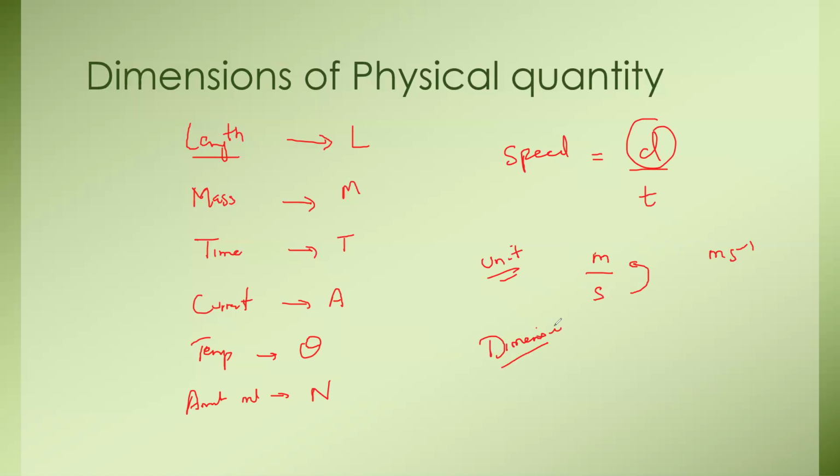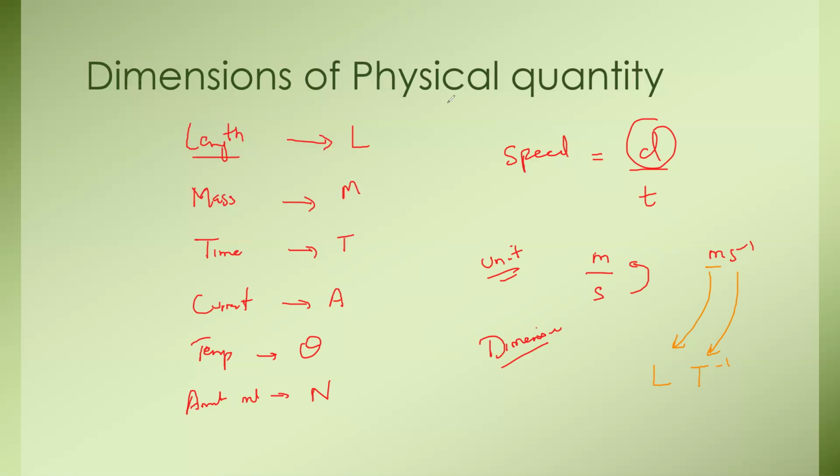The term dimension means which physical quantity it represents. So how to write a dimension? We can write a dimension from the unit itself. Meter is a unit for what? Which physical quantity does the meter represent? The meter represents the length, L. Which physical quantity does the second represent? It represents the time. So it will be T minus 1. So what is the dimension of the speed? The dimension of the speed is L T minus 1.